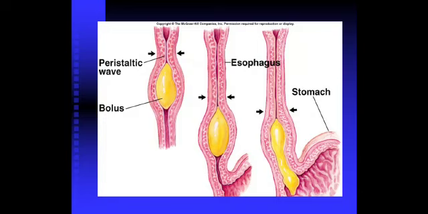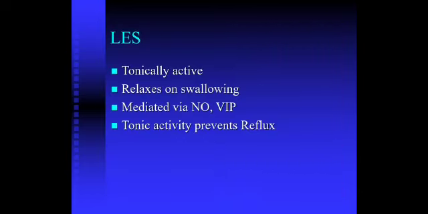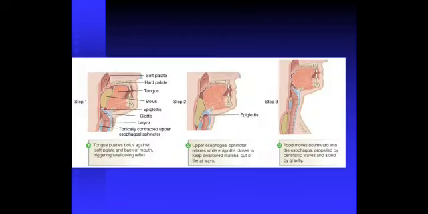So in deglutition, the lower esophageal sphincter is tonically active. It relaxes on swallowing. That's how the food enters the stomach. It is mediated via nitric oxide and vasoactive intestinal polypeptide. The tonic activity prevents reflux esophagitis.